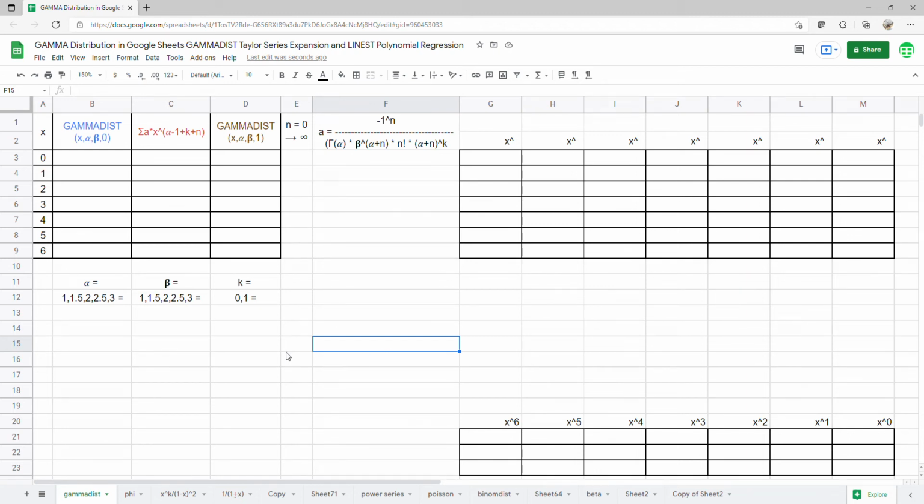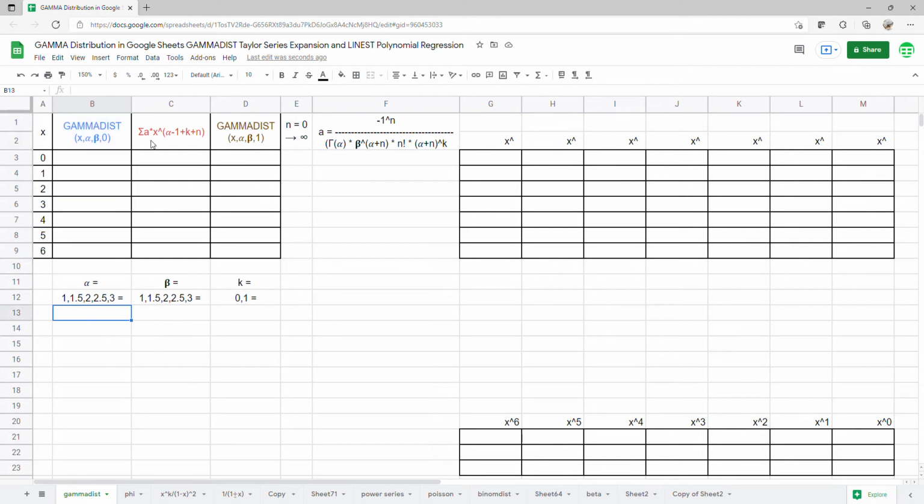In this video, we'll use Google Sheets to show the trendline and polynomial of the gamma distribution function. We begin with the datasets of the GAMMADIST, which involves alpha and beta.